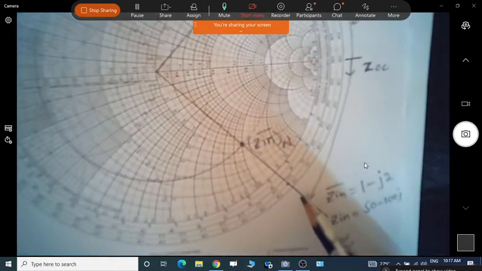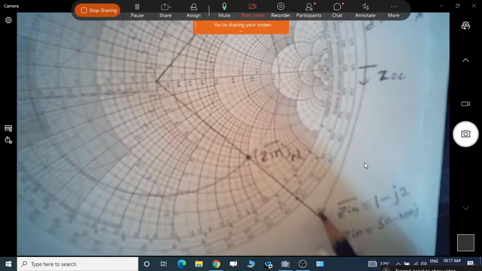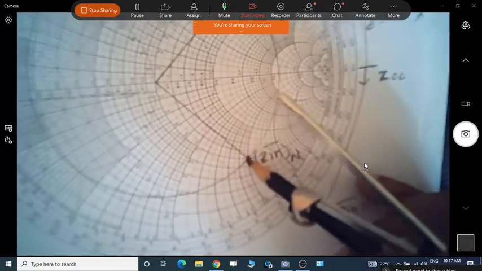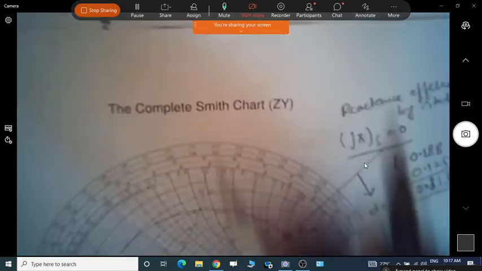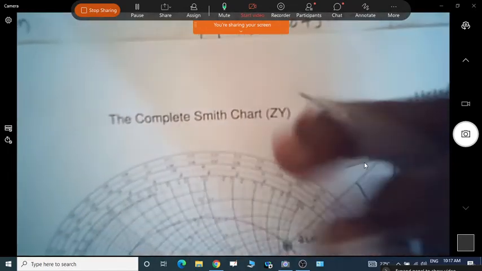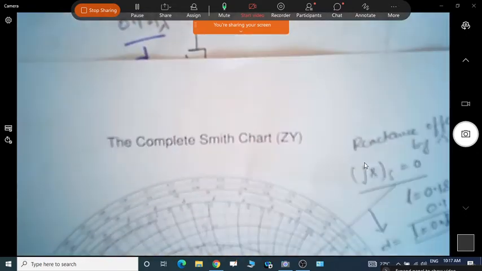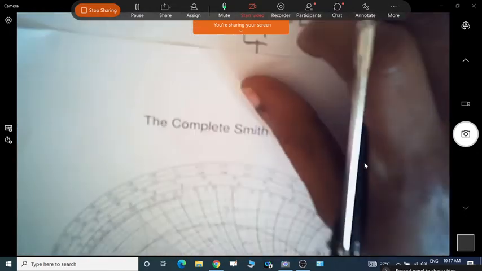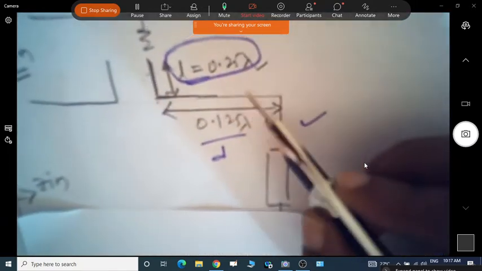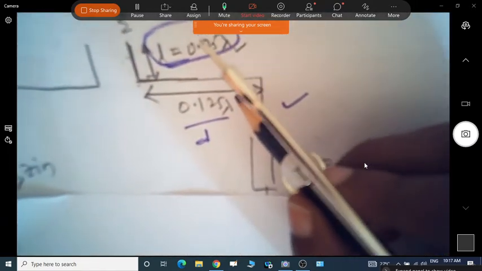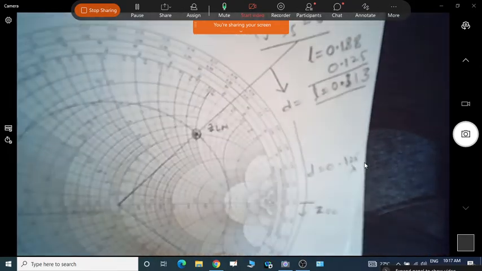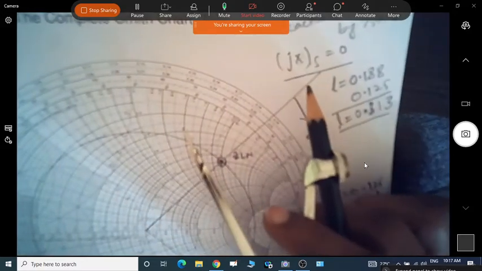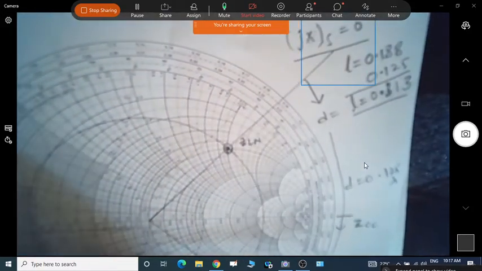So now you can see I am locating here. This is the point where we need to add the reactance of the stub, because after moving a distance, 0.125 distance we have moved, at that point we need to add the reactance of this stub. The reactance of this stub is 0, because we have located the length.